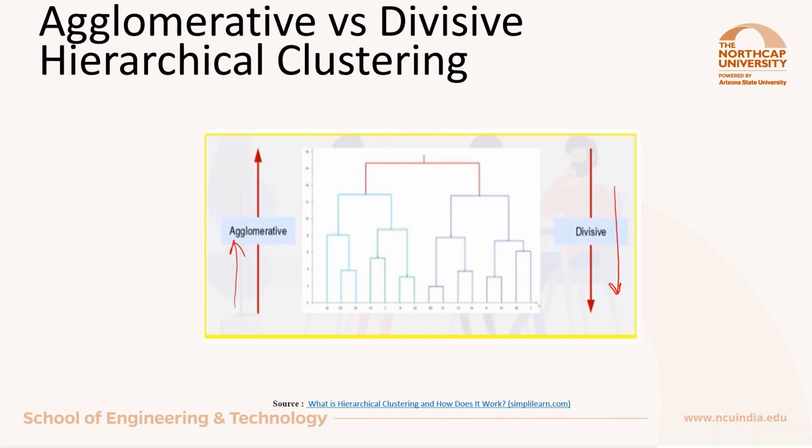In the agglomerative type of hierarchical clustering, we start from the individual clusters and keep on merging them till we get the one cluster. And in divisive, we start with the one cluster and keep on dividing the group into 2, 3, 4 and so on number of clusters till we get the individual clusters.